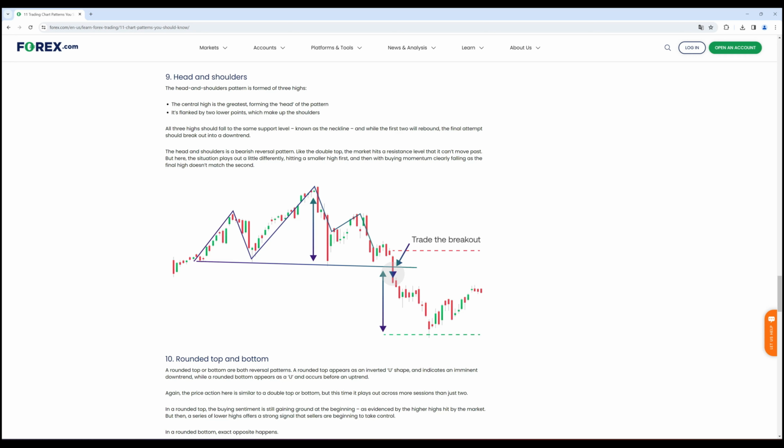So as you can see, the head and shoulders is a bearish reversal pattern, like the double top. The market hits a resistance level that it can't move past, but here the situation plays out a little differently, hitting a smaller high first, and then with buying momentum clearly falling as the final high doesn't match the second. So when we look at recent charts and identify the head and shoulders, you can see exactly it's a bearish momentum.